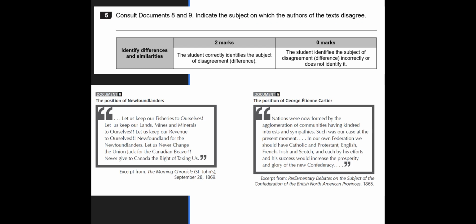Okay, consult document 8 and 9 and indicate the subject on which the authors of the text disagree. So pause the video. And the answer is they disagree on the idea of confederation. So document 8, we know that Newfoundland was opposed to confederation. And in document 9, Cartier is for confederation.